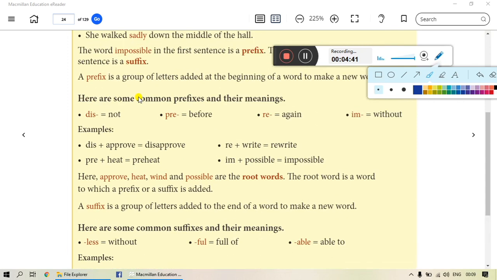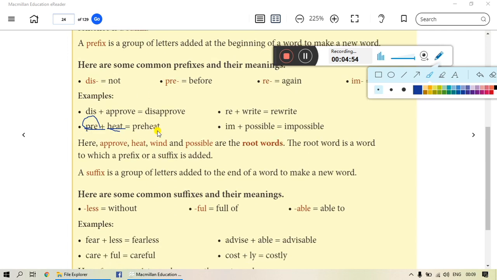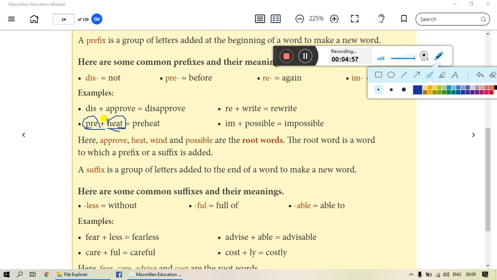Okay, next word is pre, which is added to heat. The prefix pre is added to heat. The meaning of pre was before, and when you add it to heat, it becomes preheat, which means heat before. When you make a cake in an oven, you have to preheat the oven, which means you have to heat the oven before placing the cake inside it. So that's the meaning when you add pre.